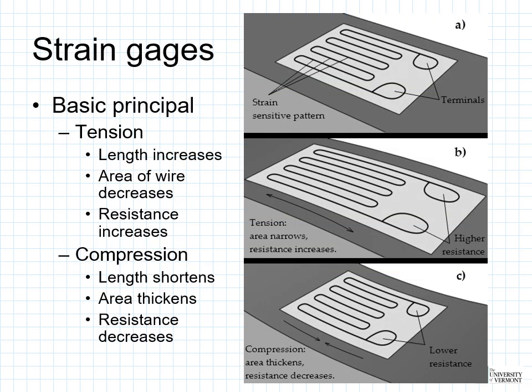So the basic principle: we can use strain gauges for both tension and for compression. Now in tension, the length is going to increase, the area of the wire is going to decrease, and therefore your resistance is going to increase. Now the converse of that, for compression, the length is going to shorten, the area thickens, therefore resistance decreases. We can see that illustrated over here on the right. You have tension in the center here, compression on the bottom there.